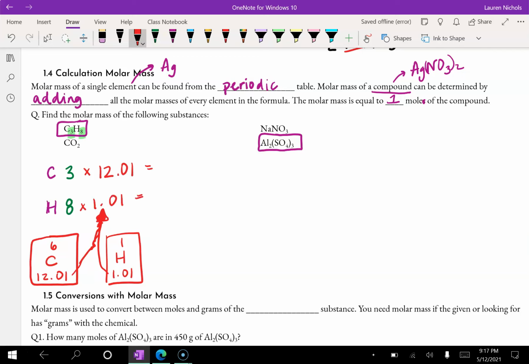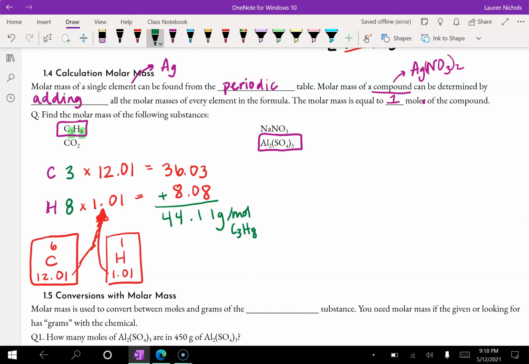And so we use our calculator, or if you're good at math and you can do that in your head, then you can do that. But 12.01 times 3 is 36.03, and 8 times 1.01 is 8.08. And then again, it said that the molar mass of a compound can be determined by adding the molar masses together. So then our last step would be to add them together, and you get, let's see, 44.11 grams per mole of C3H8.